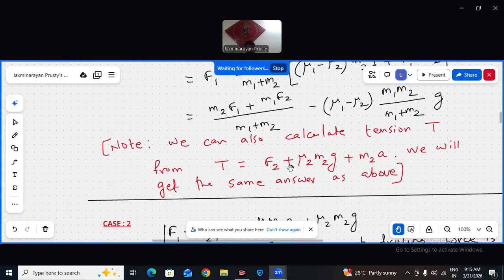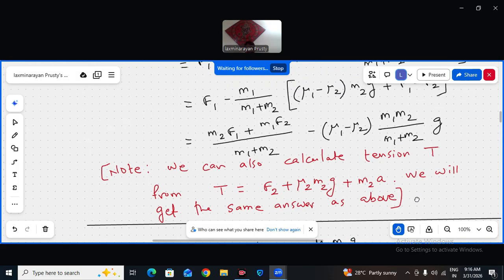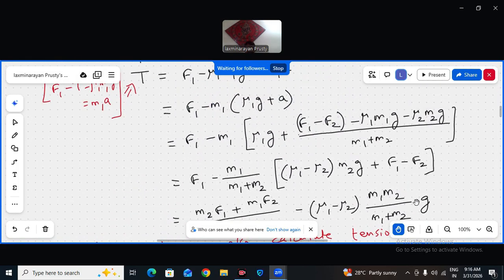That's what I wrote. We can also calculate tension T from T is equal to F2 plus mu2 M2G plus M2A. Am I clear? Because T minus F2 minus mu2 M2G is M2A. So bring F2 and mu2 M2G to the right, so get T. If you put this way also, get the exact same value of tension as I got here.